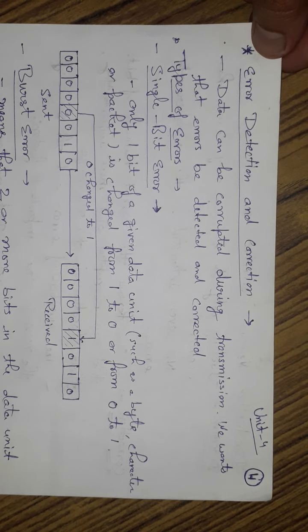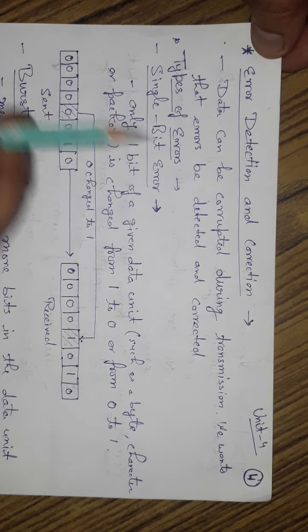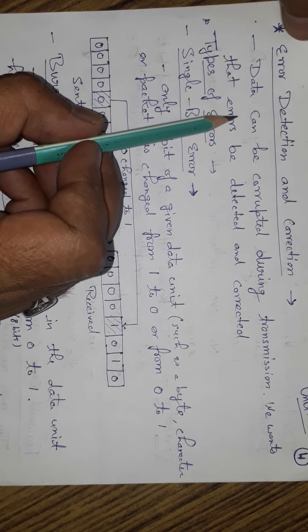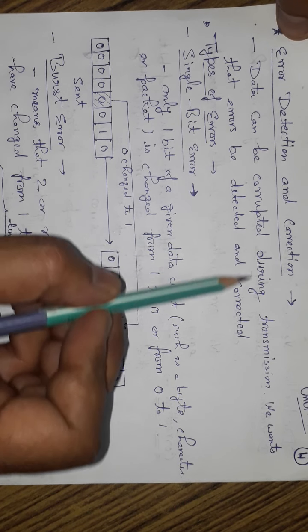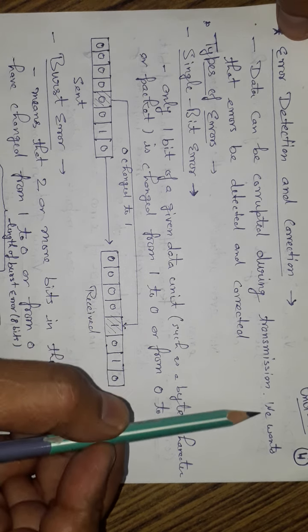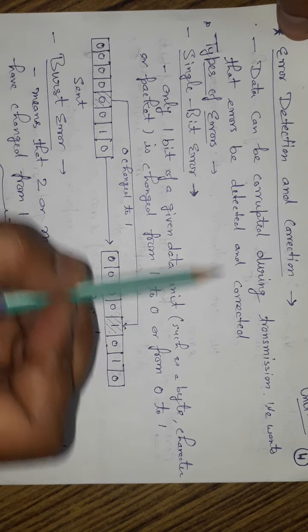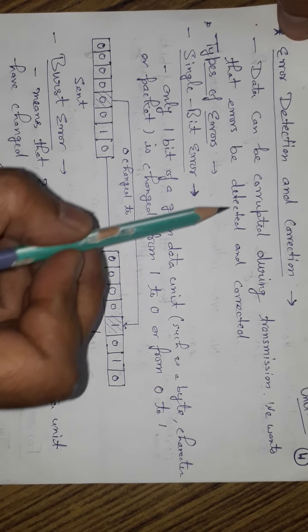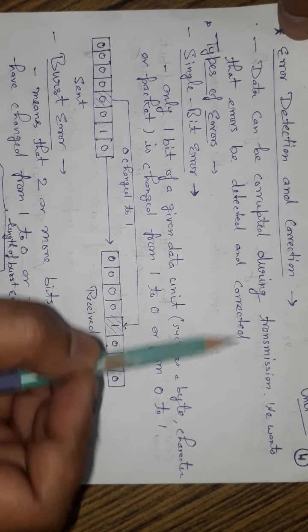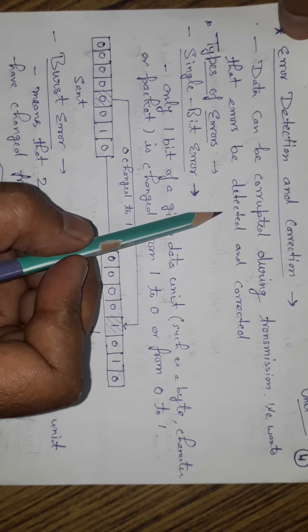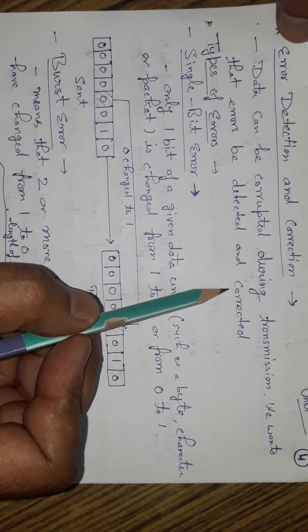So the next topic is error detection and correction. In error detection and correction, data can be corrupted during transmission. We want that error to be detected and corrected. During transmission, it is possible that the data may be corrupted, so we are interested in detecting and correcting that error.